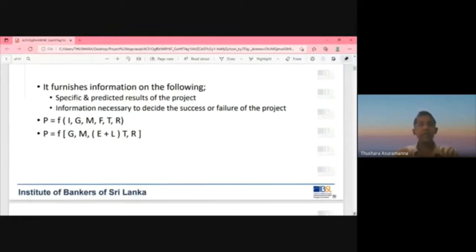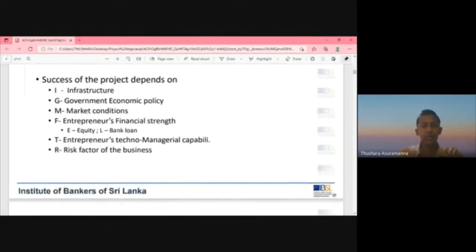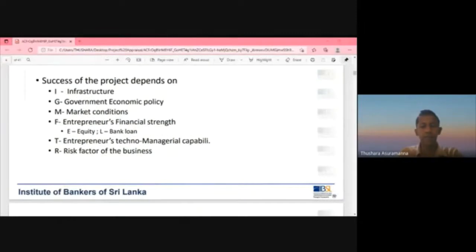Right. So basically, if you see it as a function, a project is a function of I, G, M, F, T, R, and then it further comes down to G, M, E, L, T, R. So let's see what those characters are. The project is a function of these parameters. So we'll take them one by one.